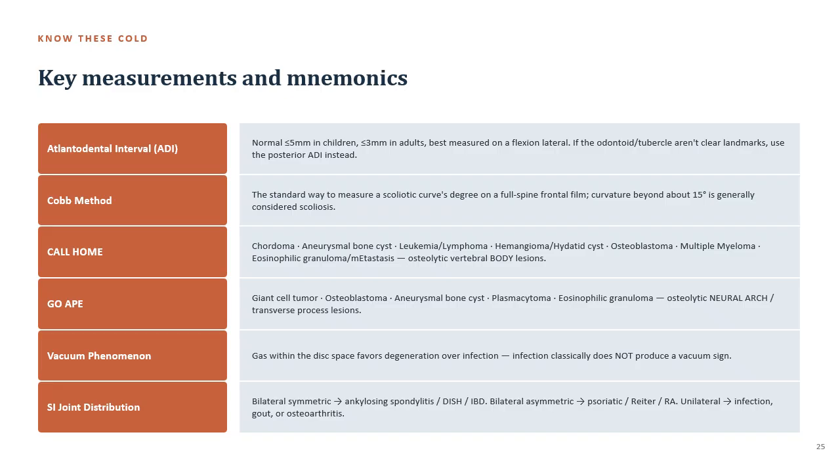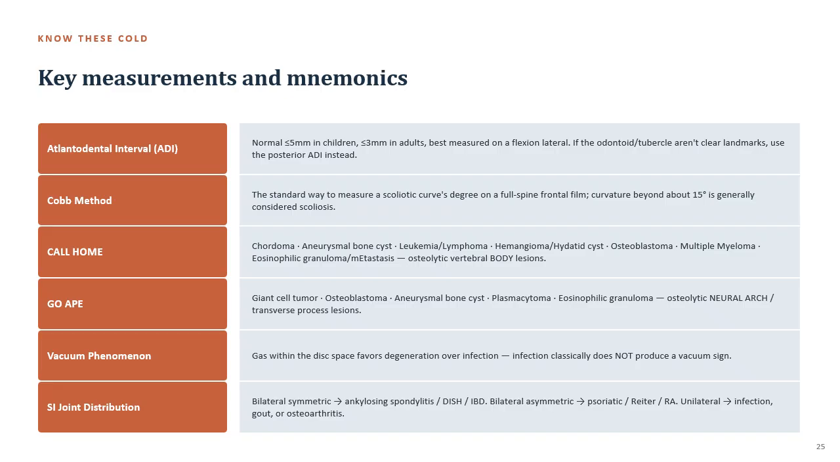The first one is ADI, or atlantodental interval. That measures the space between the first cervical vertebrae and the dens. Normally that space should be approximately 3 millimeters or less in an adult and 5 millimeters or less in a child. So if we see an increased space, that can indicate some sort of instability in the spine. The next thing you see there is the Cobb method, which is used to measure the degree of spine curvature when we're evaluating things like scoliosis.